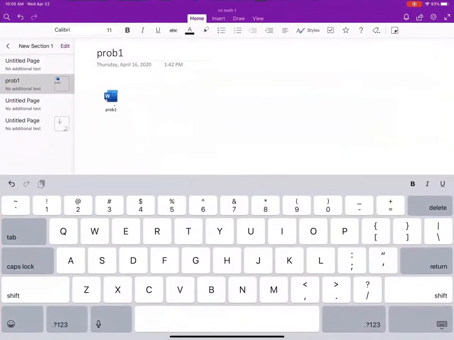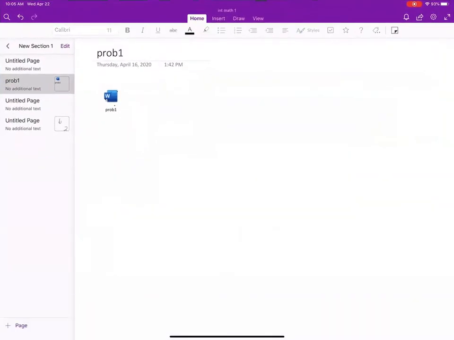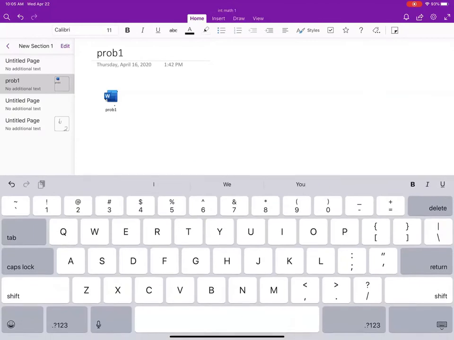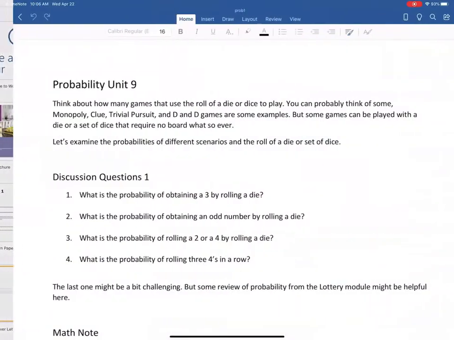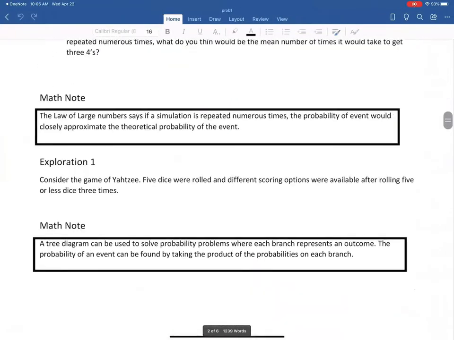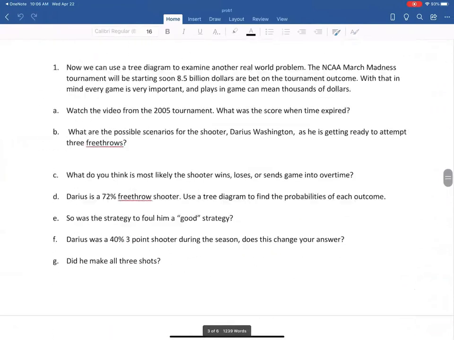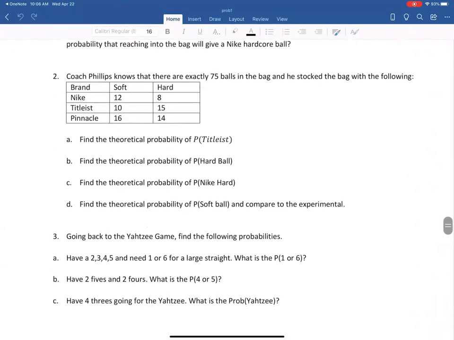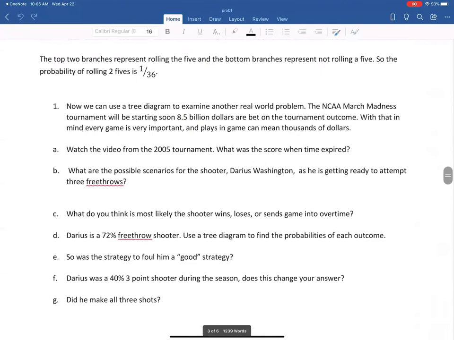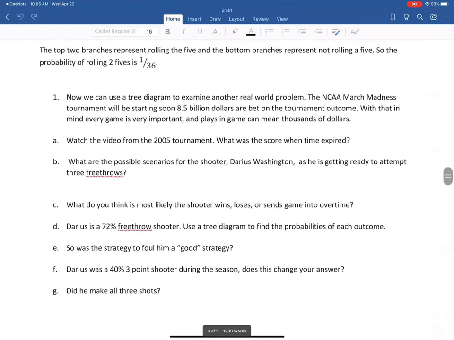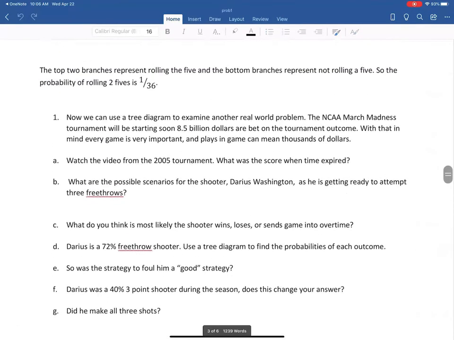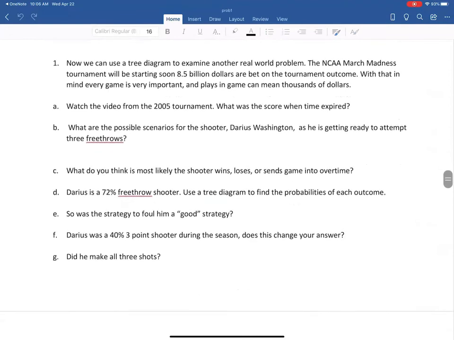I want to start out this morning by taking a look at this problem that I assigned you to look at. Okay, so we're going to zip down to it. There it is. All right, so here was the problem about the NCAA March Madness, and we're going to take a look at some of the answers here.